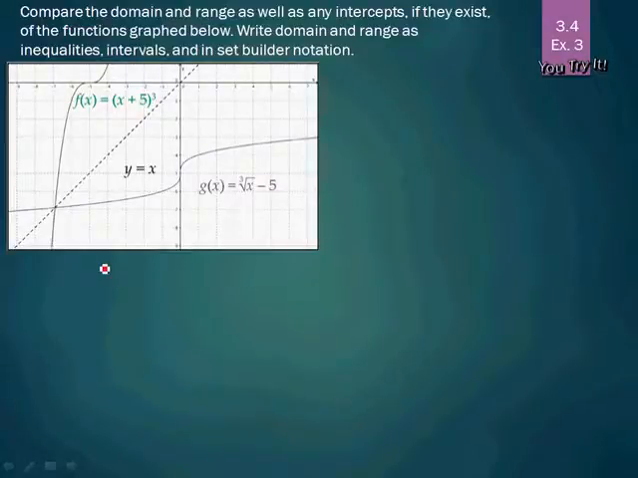Compare the domain and range as well as any intercepts, if they exist, of the functions graphed below. Write domain and range as inequalities, intervals, and in set builder notation. Okay, so let's first just point out a couple things on the graph.